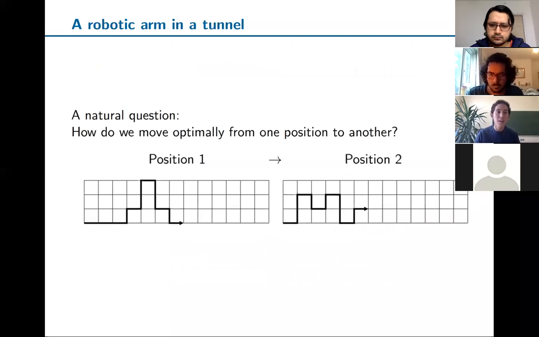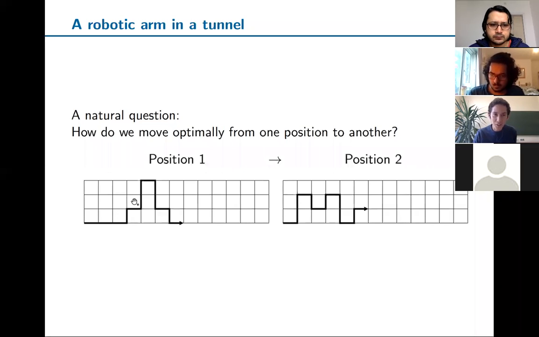Okay. And of course, a natural question is, how do you move optimally from one position 1 to a position 2? So I want you again to try to think about this question for a couple of seconds. So let's say I want to move this robot from this position to this one. And actually it is not quite clear how to proceed. So let's say I can start maybe moving this joint over here.